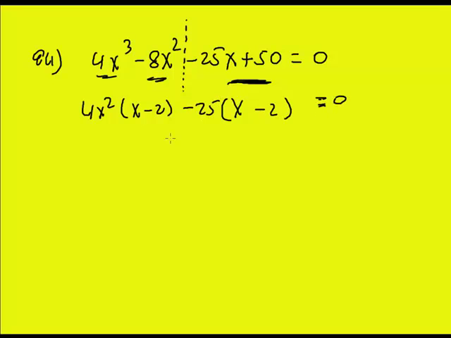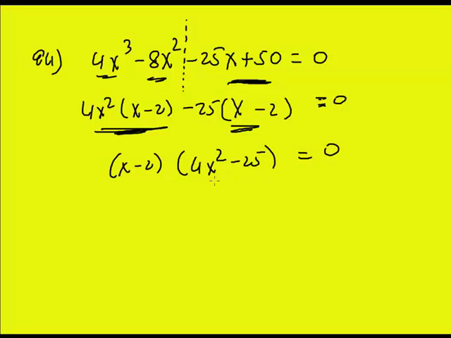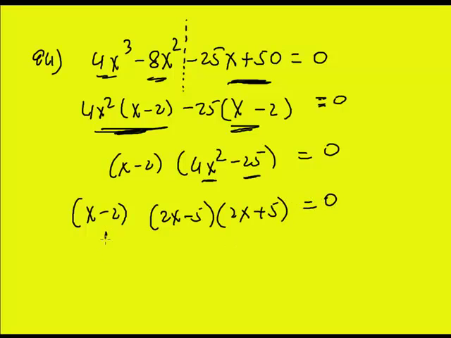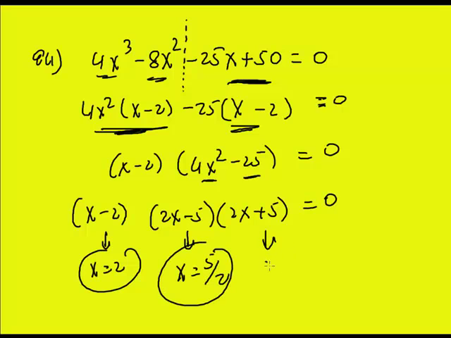That means it's a piece of cake now. Take out what's common, which is x minus 2, and what's left is 4x squared minus 25, equal to 0. That looks like a difference of two squares, so we can go some more. x minus 2 times 2x minus 5 times 2x plus 5 is equal to 0. When I set this equal to 0, I get x is equal to 2. When I set this equal to 0, I get x is equal to 5 over 2. When I set this equal to 0, I get x is equal to negative 5 over 2. Those are my values.